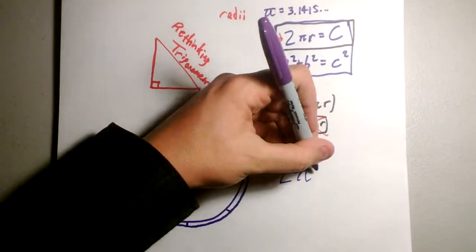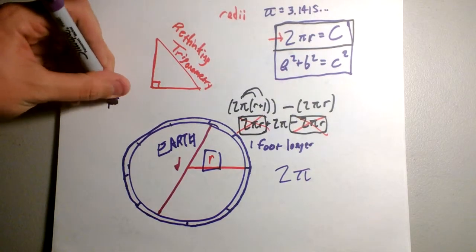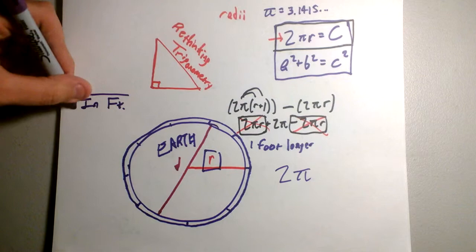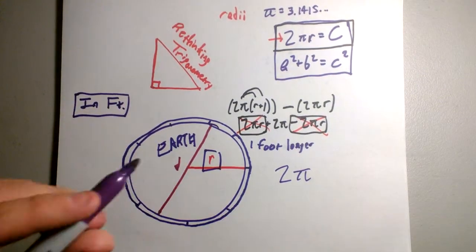So either way, it's 2 pi. And all of this is in feet. I should have written that. In feet. That should be known. So we made it 1 foot longer.